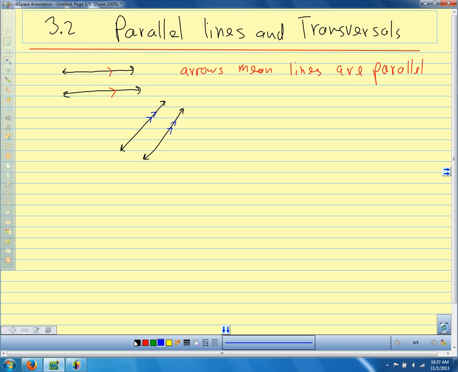And our symbol to show that lines are parallel, if I call this line A and this line B, we say that A is parallel to B. So the two lines together mean is parallel. Anytime we write those two lines, that means the two things are parallel. So those are our little bit of symbols. Any questions on those? We'll use this shorthand for parallel quite a bit.